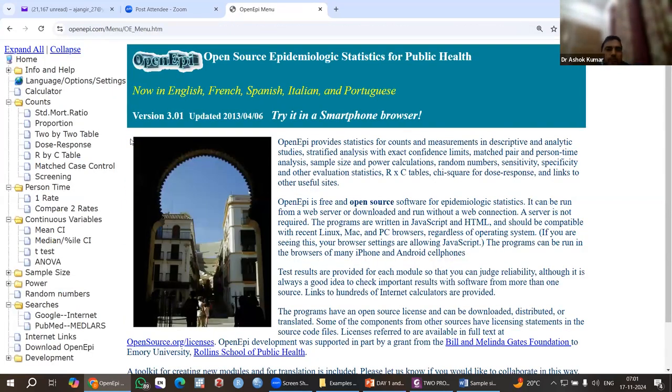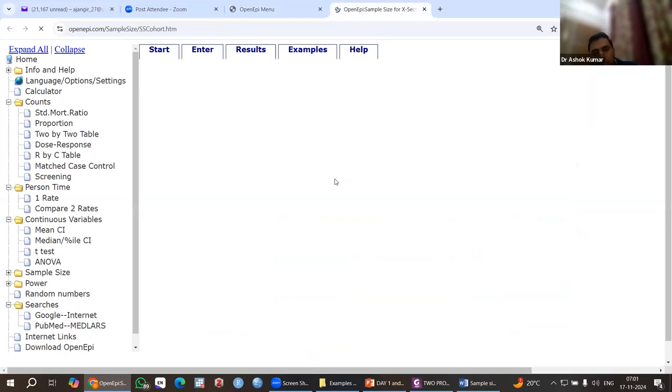Then where is sample size? This is sample size. Here you can see sample size. So this is for cohort or RCT. In OpenEpi, there is also the mean difference of two groups here. But right now we want proportion difference. So I have to click this cohort. So it is coming. I think it will take time.